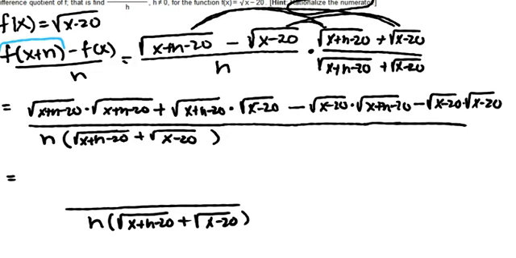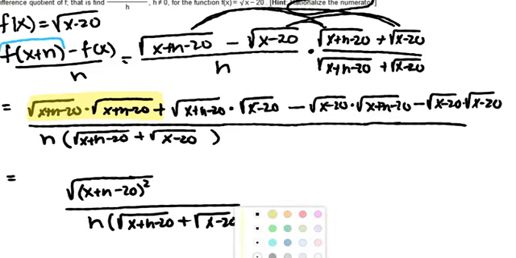So let's focus on multiplying these two together. When you multiply radicals together, you multiply what's underneath them. And what's underneath them is the same, x plus h minus 20 times x plus h minus 20. So we can write that as x plus h minus 20 squared, and then underneath the square root.